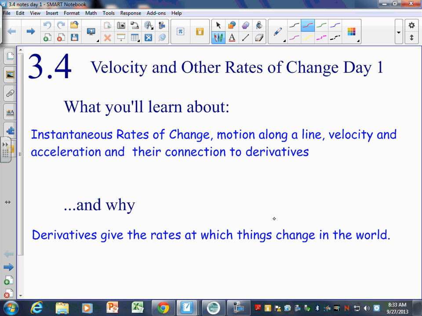So today we're going to relate velocity, acceleration, and speed to derivatives, which is a really, really important concept. Because look at the why. Derivatives give us the rates at which things change in the world. You want to change the world, you better learn derivatives.